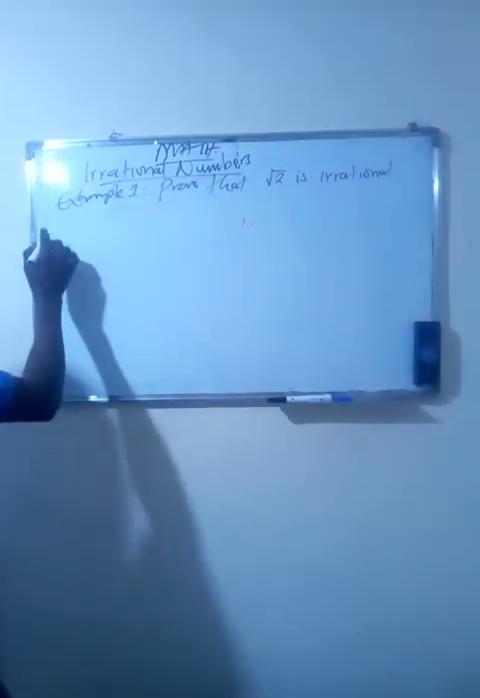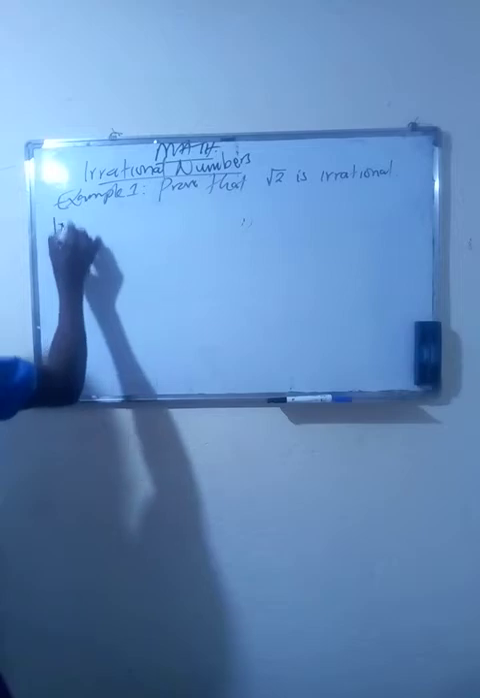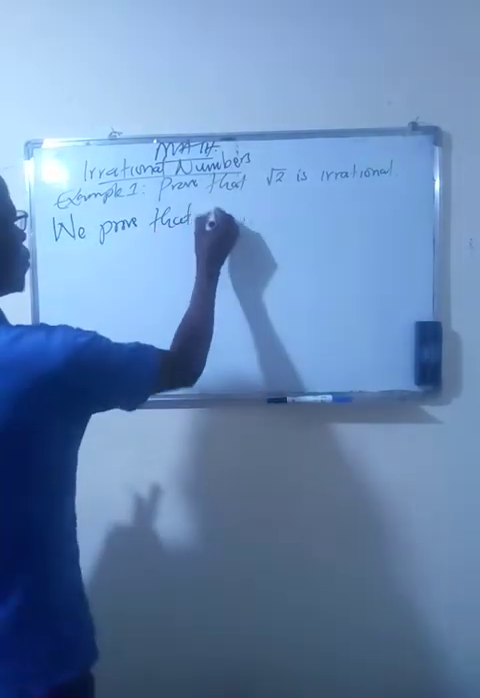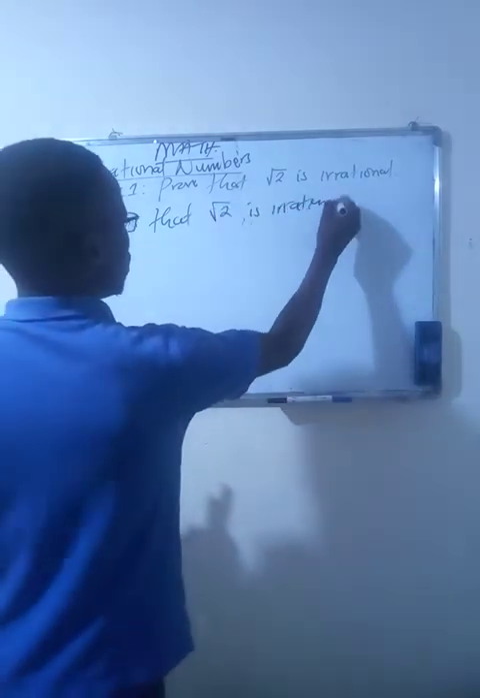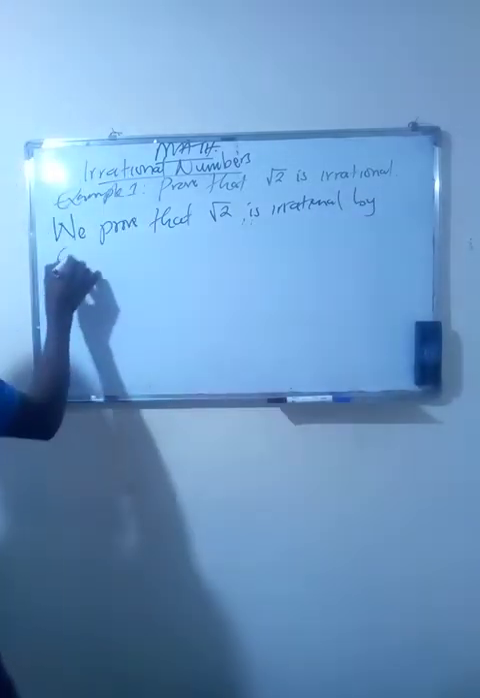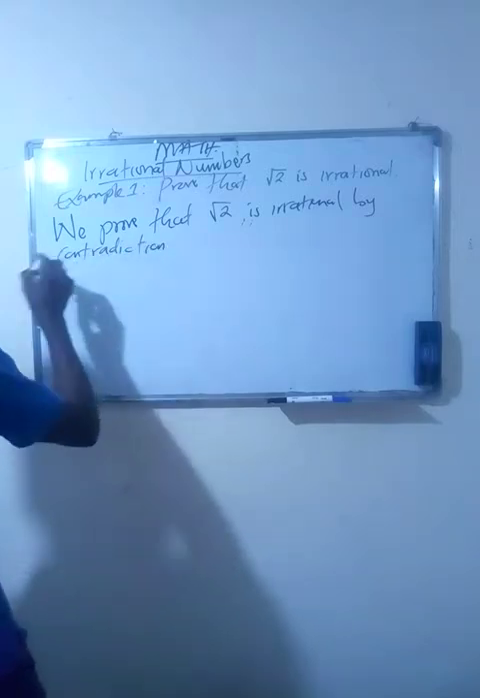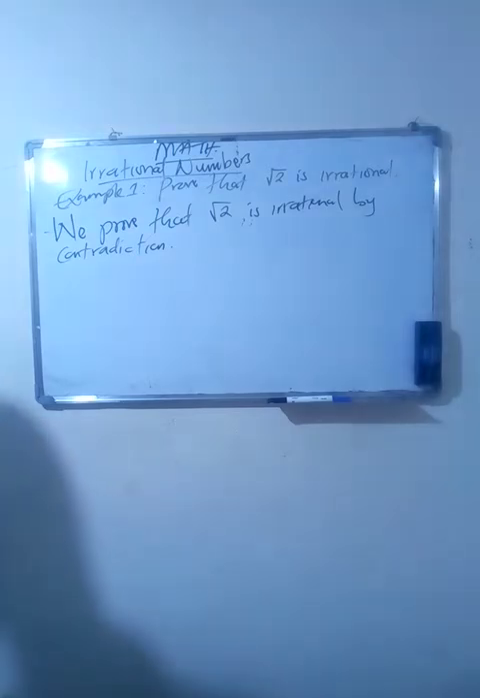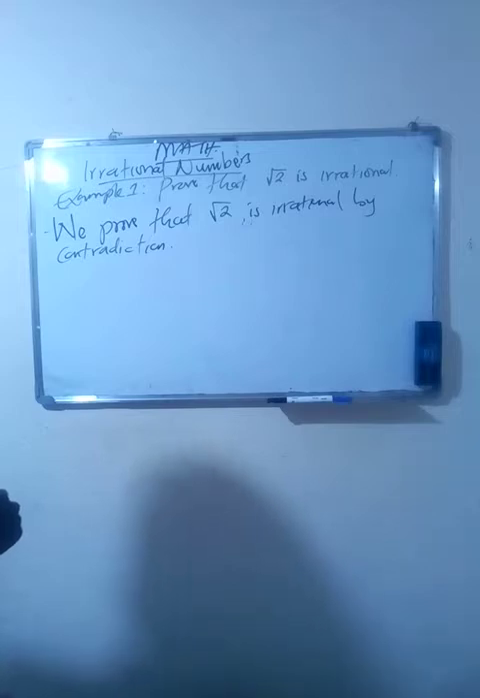So here we say, since my markers are becoming faint, we prove that root of 2 is irrational by contradiction. Someone may be asking, so even in an exam you write that? Yes, you write just like that. We prove that root of 2 is irrational by contradiction.